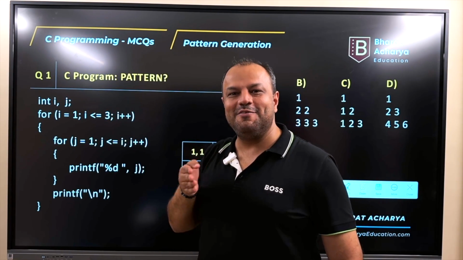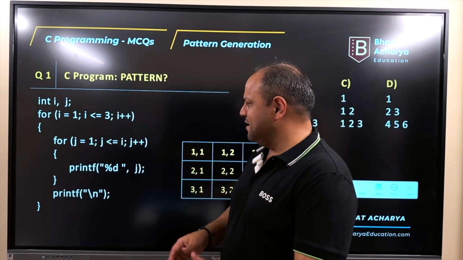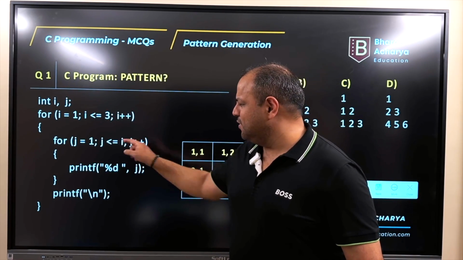In the third row, there will be 3 columns. Tell me, did you understand this? J is the one that is making the columns. J is not going up to 3. J is going only up to I.